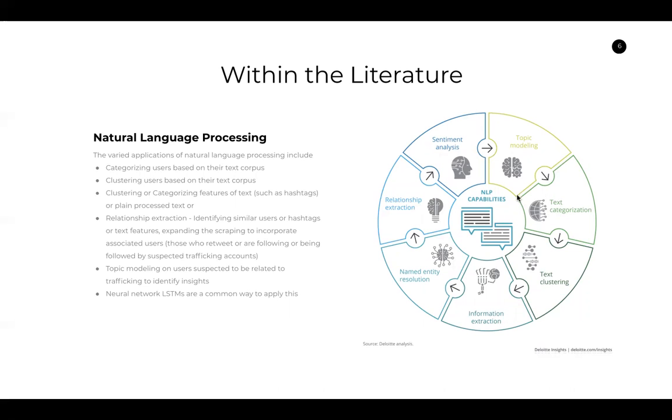The ones that I was able to find in literature include sentiment analysis, topic modeling, text categorization, and text clustering. There's also many models that were focused on trying to come up with the best accuracy. They ended up using basically neural networks or LSTMs as a common way to identify or classify as part of that text categorization.